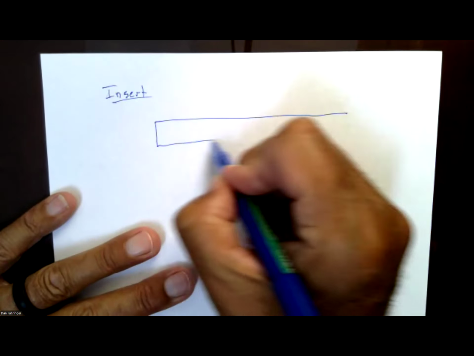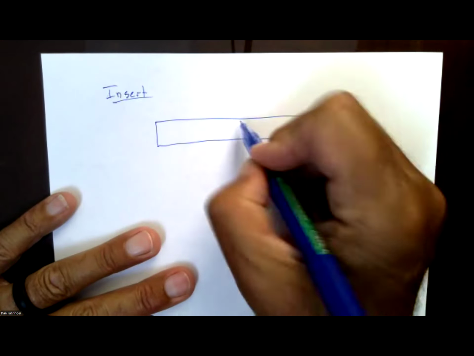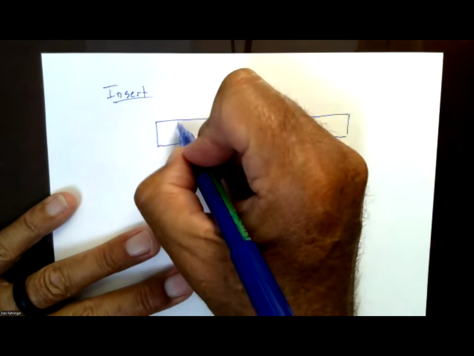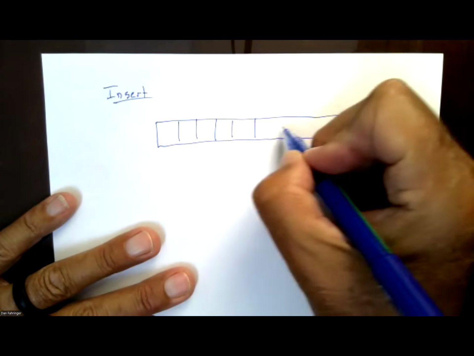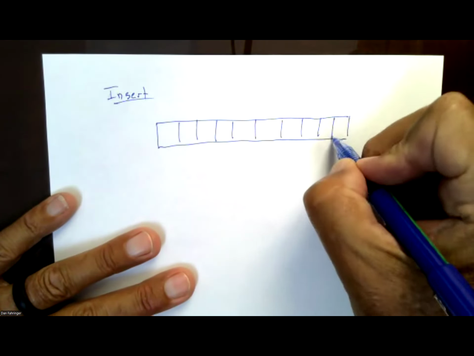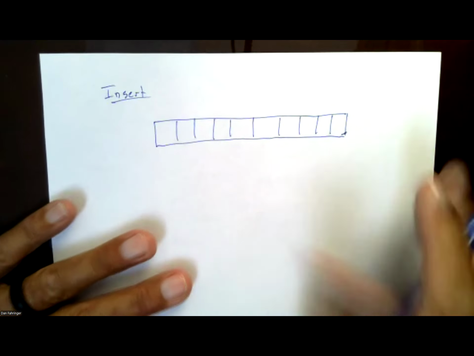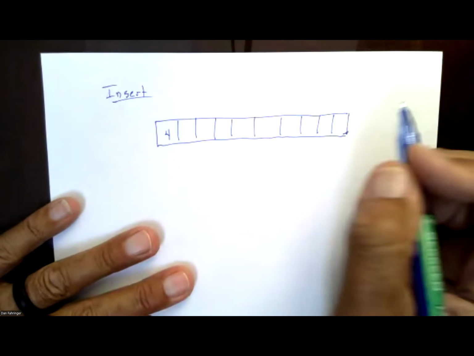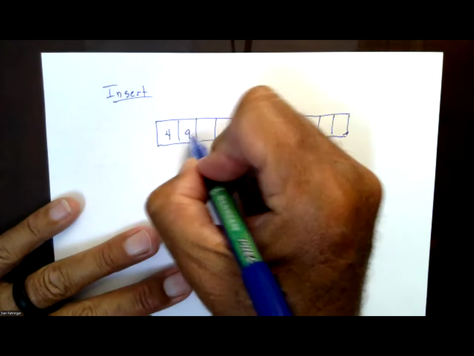I'm going to draw another array. 1, 2, 3, 4. I'm going to put in some numbers: 4, 9, 12, 21.